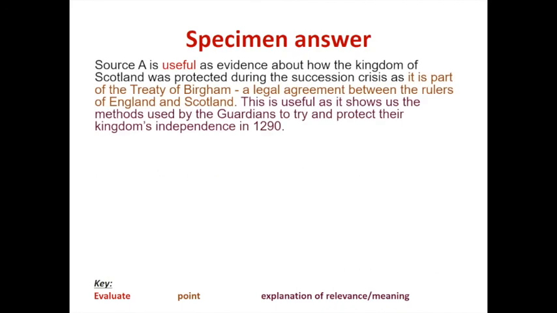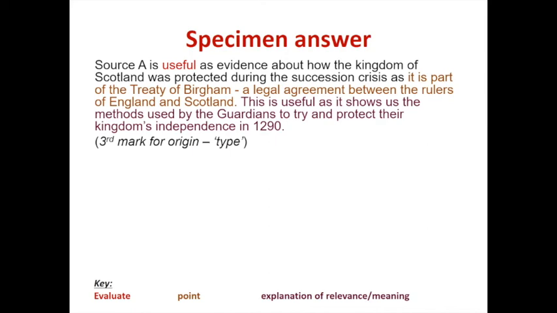Next up is going to be the type of the source. So source A is useful, is my evaluation again, is evidence about how the Kingdom of Scotland was protected during the succession crisis, so I've linked into the question again, as it is part of the Treaty of Birgham, a legal agreement between the rulers of England and Scotland. So I've made my point, I've written clearly what type of source this is, a legal document. Now I've got to explain.